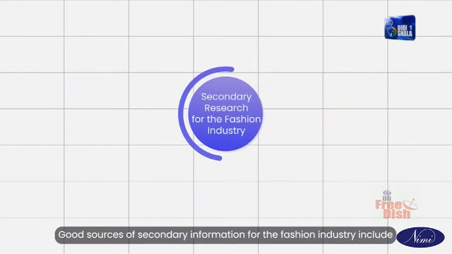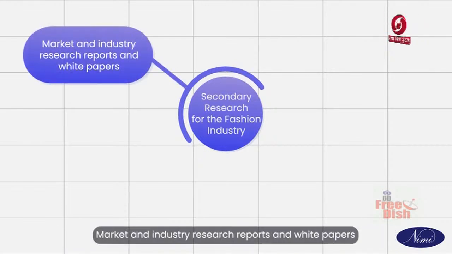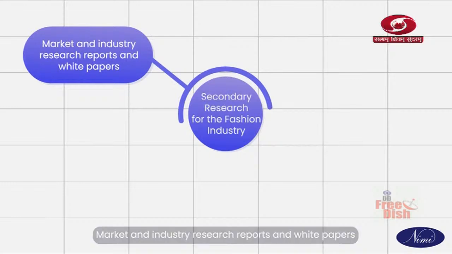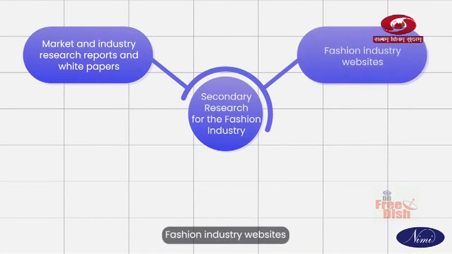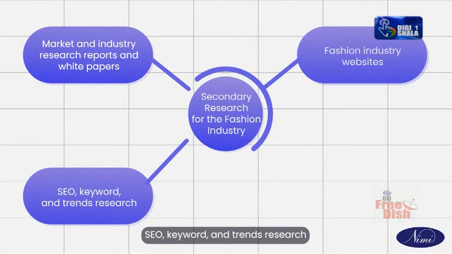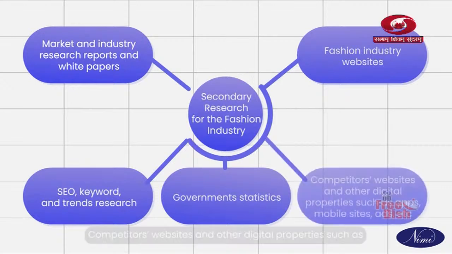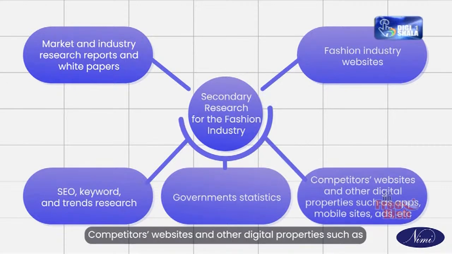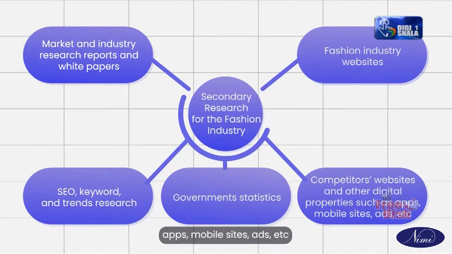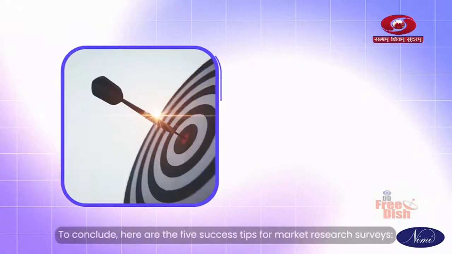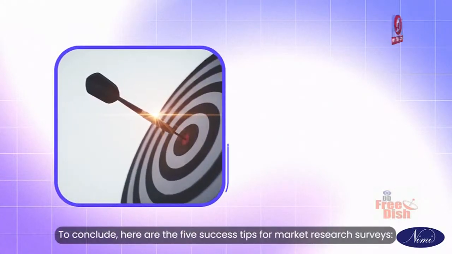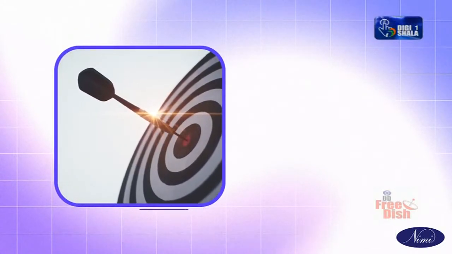Good sources of secondary information for the fashion industry include market and industry research reports and white papers, fashion industry websites, SEO, keyword and trends research, government statistics, competitors' websites and other digital properties such as apps, mobile sites, ads, etc. To conclude, here are the 5 success tips for market research surveys.